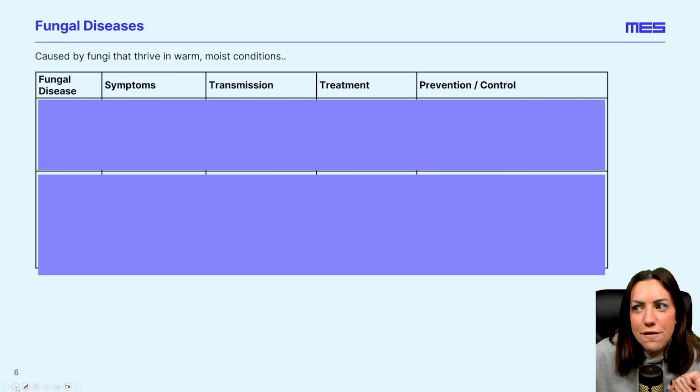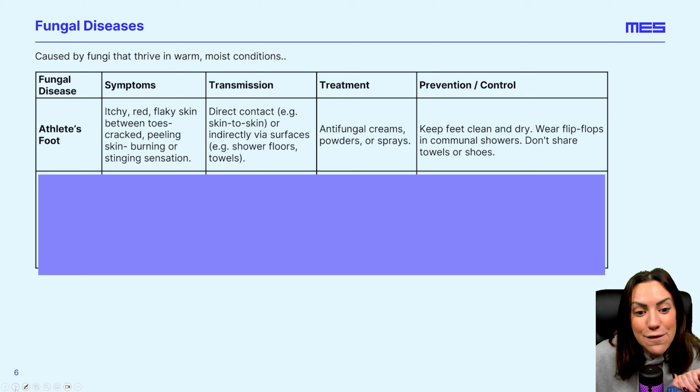Let's talk about our fungal diseases. So these diseases are obviously caused by fungi. Fungi thrive or reproduce rapidly in warm and moist conditions. So some of our prevention methods are going to be linked to trying to make sure the conditions are not warm and moist. The first one is athlete's foot, which can affect us humans, right?